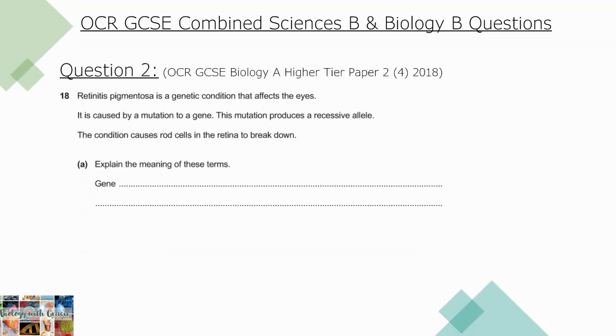Question 2. Retinitis pigmentosa is a genetic condition that affects the eyes. It is caused by a mutation to a gene. The mutation produces a recessive allele. The condition causes rod cells in the retina to break down. Explain the meaning of these terms. Gene. We know that a gene is a section of DNA, or a length of DNA, that codes for a specific protein. So here we have our answer: a length of DNA that codes for a protein.